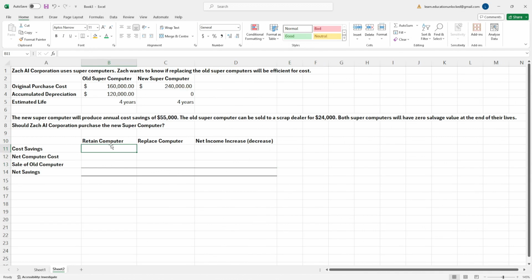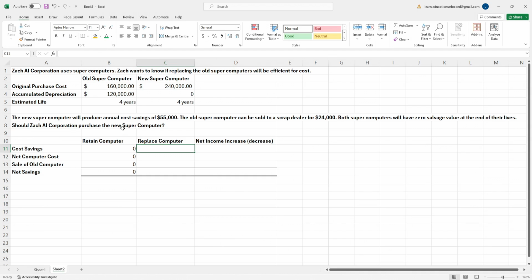All right, so cost savings if we keep the computer, we're not saving anything. New computer cost, since we're not purchasing the new computer, it'll be zero. Sale of old computer, since we're keeping it, it'll be zero. So our net savings will be zero. This one's pretty straightforward. Now to replace the computer and purchase the new one, so cost savings.